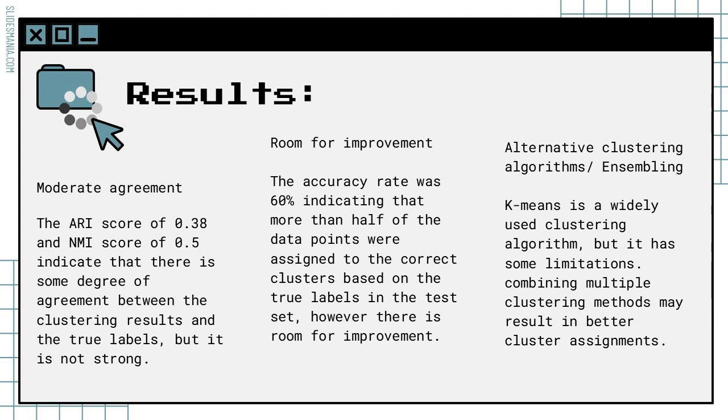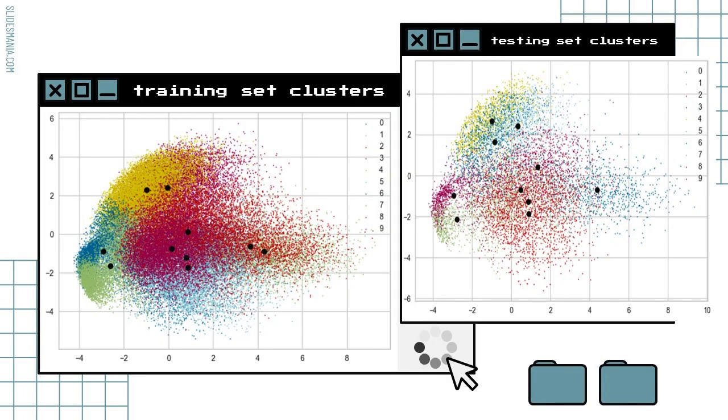ARI measures the agreement between the true labels and the cluster assignments, with a score of 0 indicating random labeling and 1 indicating a perfect cluster assignment. NMI measures the mutual information between the true labels and the cluster assignments, with higher values indicating better agreement. An ARI score of 0.38 and NMI score of 0.5 in my case indicated that there is some degree of agreement between the clustering results and the true labels. However, there is room for improvement.